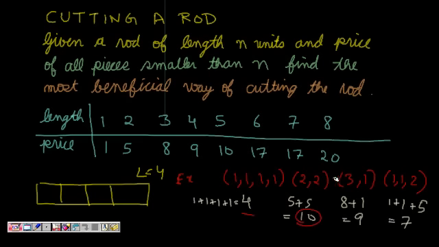Similarly, I can cut one piece of length 3 and another piece of length 1. The price will be 8 for length 3 and 1 for length 1, so it is 9. I can cut it into one piece of size 1, another of size 1 and a last piece of size 2. By the table, the price is 1 plus 1 plus 5, so it will be 7. So which is the best way of cutting? From these cases, it is cutting it into 2 pieces of length 2.